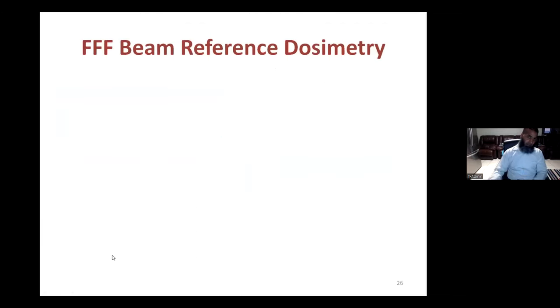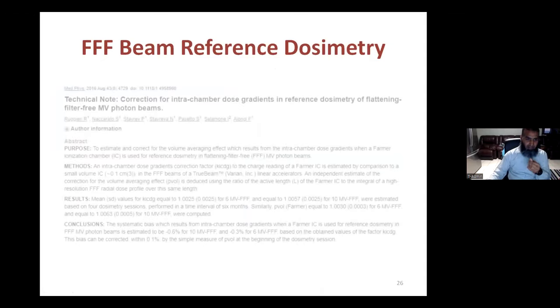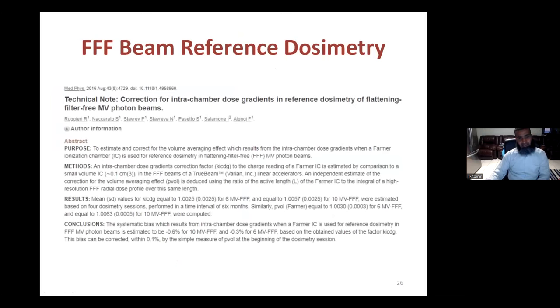So what happens when you have a triple F beam? What is the difference if you are using the triple F beam? The difference is only in the signal at the chamber, because of the beam profile. Have you seen the beam profile for the triple F? Has anyone seen it? I think so.